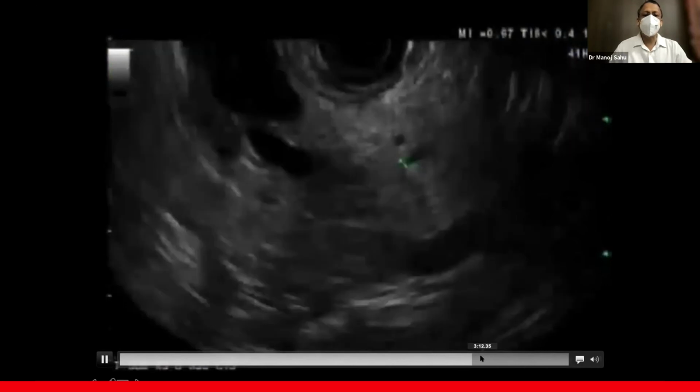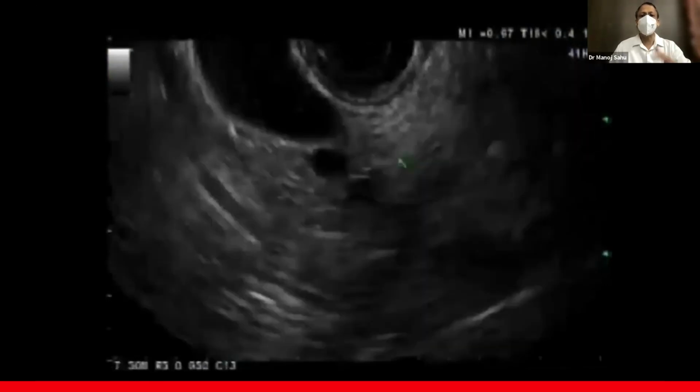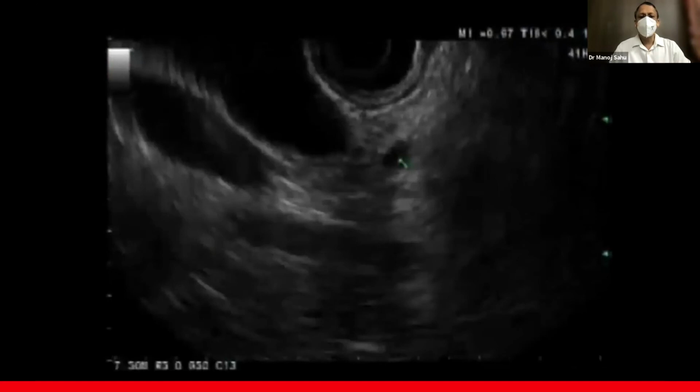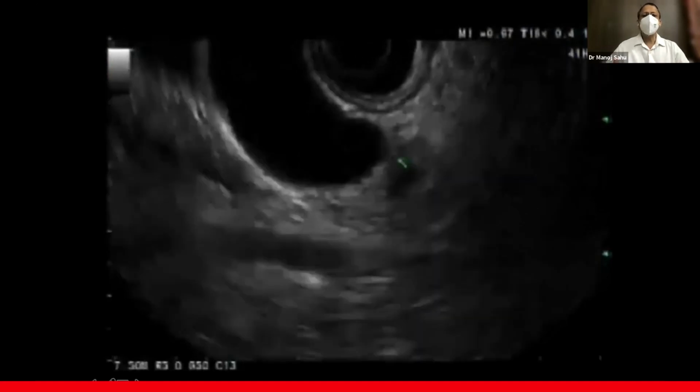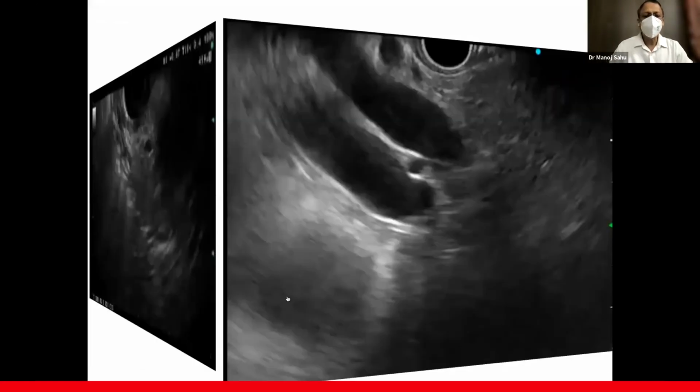Okay, so I'm going towards the ampulla also. We can see, towards the ampulla, a very dilated pancreatic duct. And like different maneuvers, we can see.